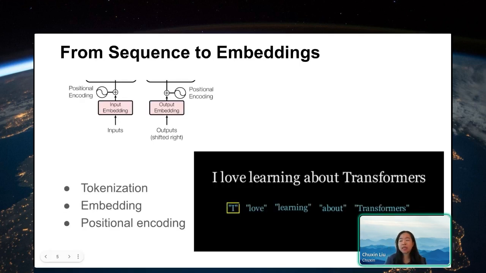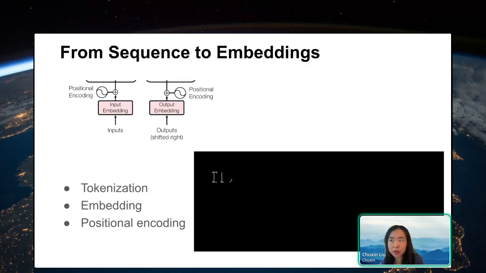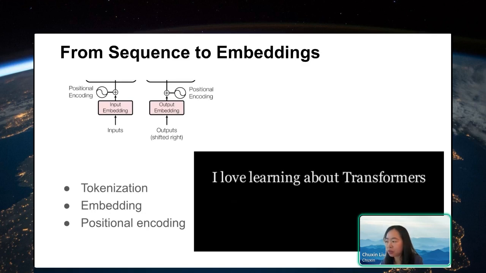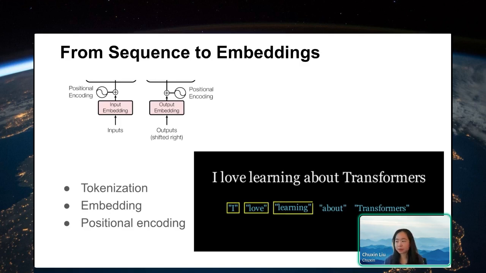An example would be a sentence, "I love learning about transformers." And the first step is tokenization. We want to convert it into each single word. And then we use embedding. It is a vector with a length of 512 numbers. These numbers represent the meaning of each word.